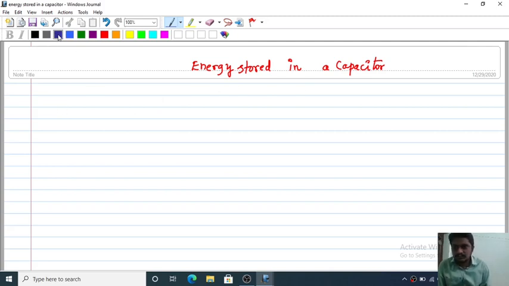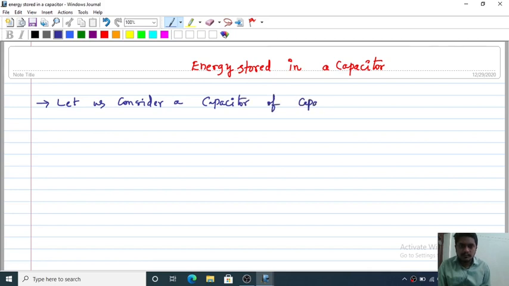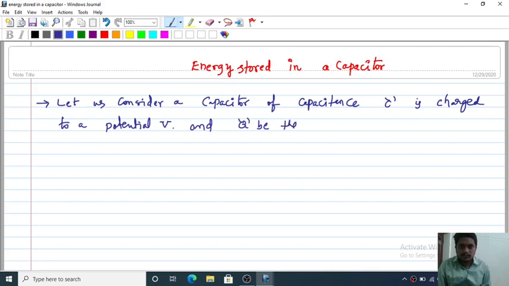Today's class we will discuss energy stored in a capacitor. So let us consider a capacitor of capacitance C, charged to a potential V, and Q be the charge on the capacitor.